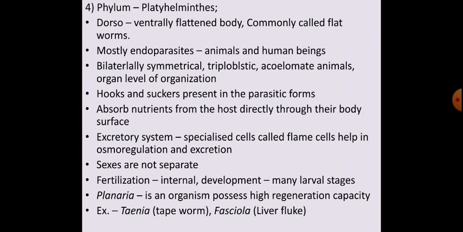Then they have an excretory system. The excretory system is because of specialized cells called flame cells, and these cells help in osmoregulation and excretion. Osmoregulation means the absorption of water. There are some cells called flame cells.